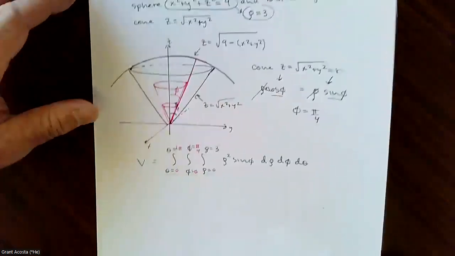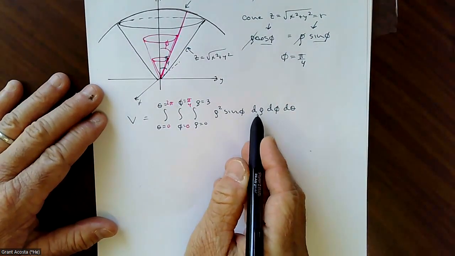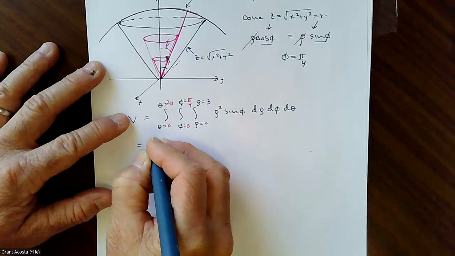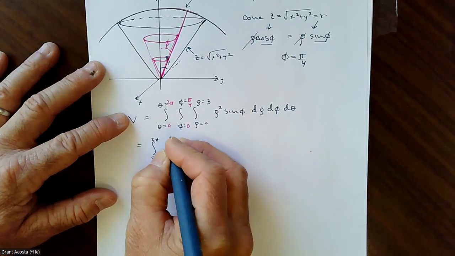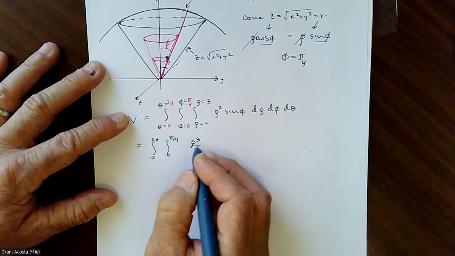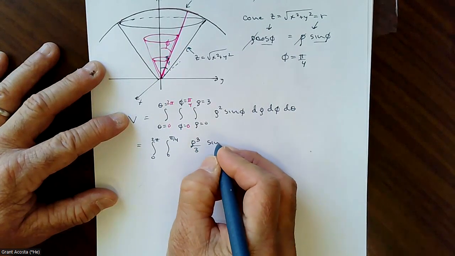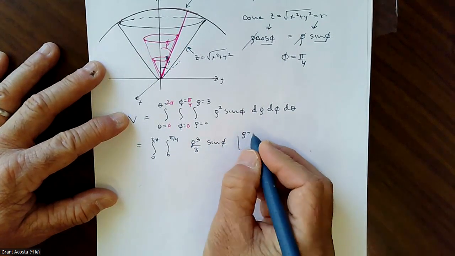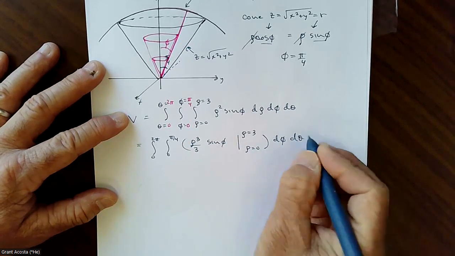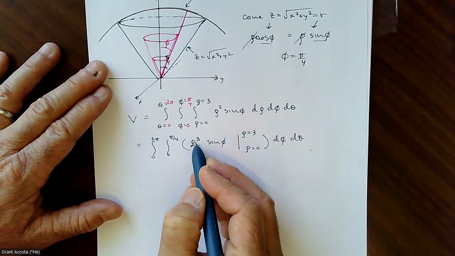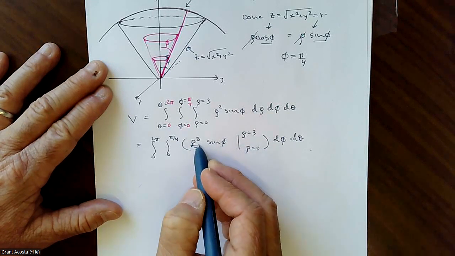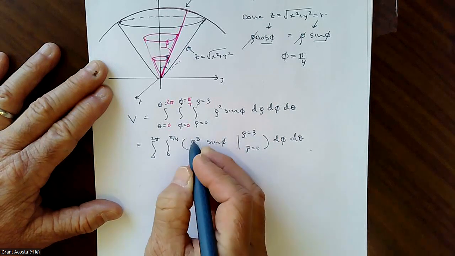All right, so let's work this out. My first integration is with respect to rho, so sine phi is constant. I'm going to have theta from 0 to 2 pi, phi from 0 to pi over 4, and rho cubed over 3. This is constant, so I'll just keep it in front. But I'm going to evaluate this from rho equals 3 to rho equals 0. If I plug in the 3, I get 27 over 3, so that is 9. And then, of course, if I plug in the 0, I get nothing. So now we're just integrating 9.